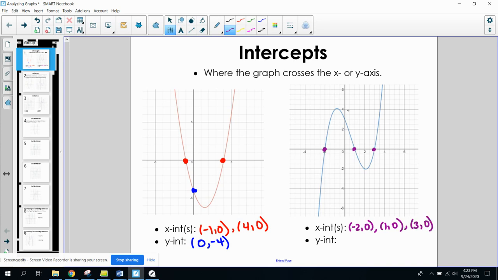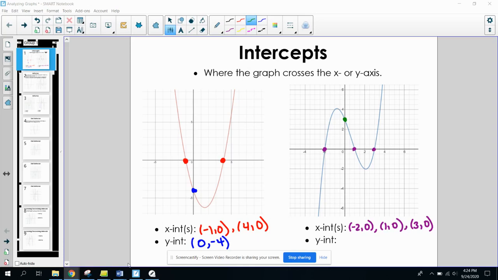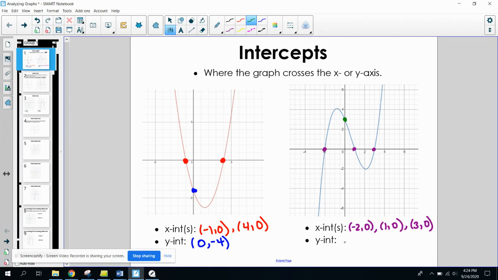For the y-intercept, we're going to see where that's crossing, and that is crossing right about here. So the x value is going to be 0 here, and the y value is going to be the value that it's crossing the y-axis at. So in this case, we're going to have (0, 3).